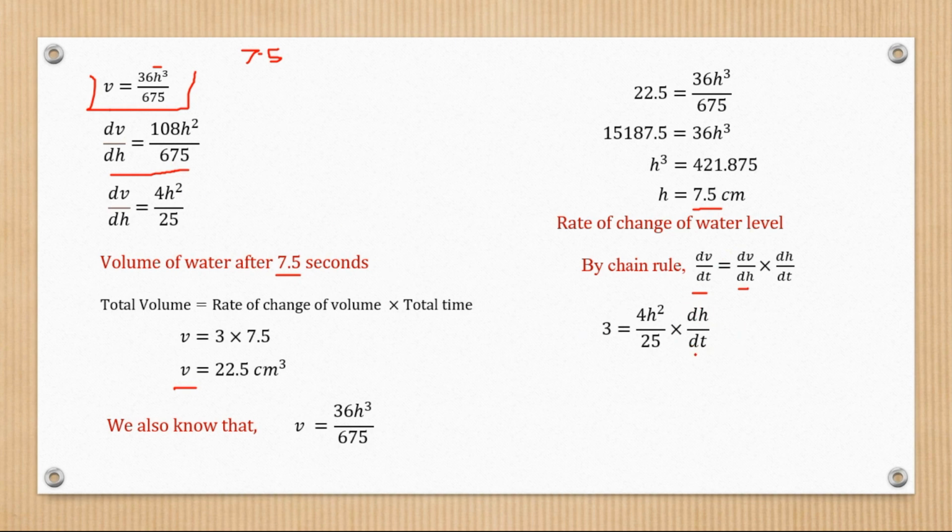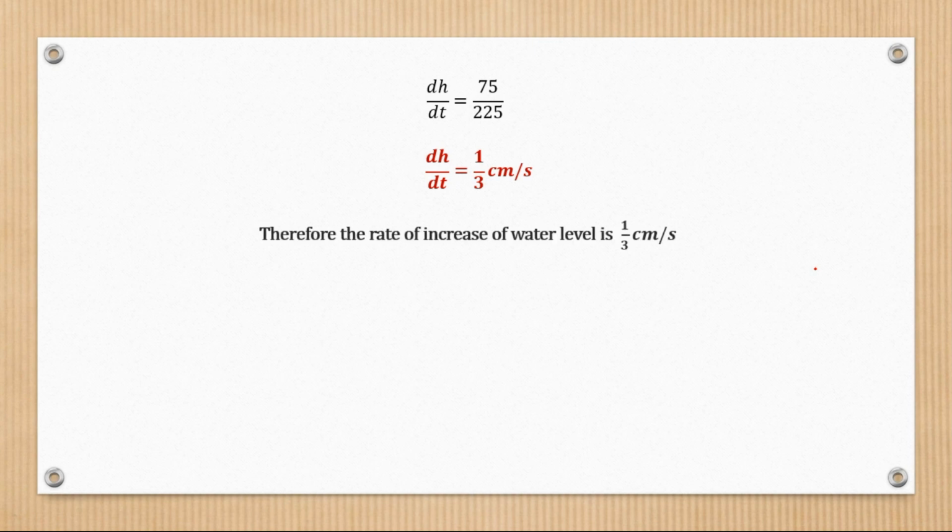Looking for the rate of change of the water level, that means we're going to make this the subject. So we're going to have dh/dt being equal to 75 over h squared. But remember that h is 7.5 centimeters, just as we have there. So we're going to plug that in and this is what we'll have. When we plug that in, we'll have 75 over 225, which is the same as a third centimeters per second. So that is the rate of change of water level. Therefore the rate of increase of water level is a third centimeters per second, and that is the answer they wanted.